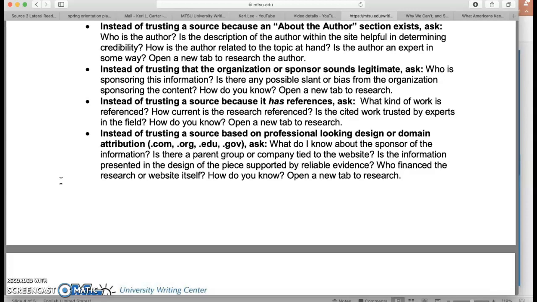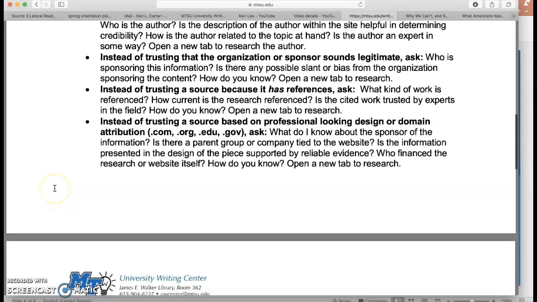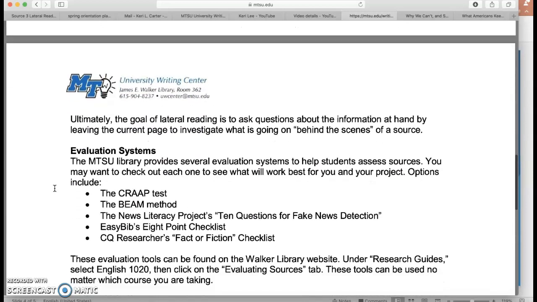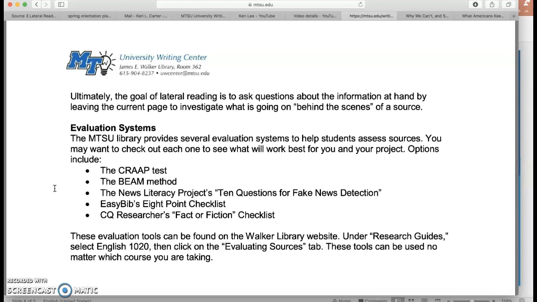Again, is there a parent group or company tied to the website? Is the information presented in the piece supported by reliable evidence? Who financed the research? How do you know? So you can't just trust those basic things there. So a good way to think of this is what's going on behind the scenes of this source.